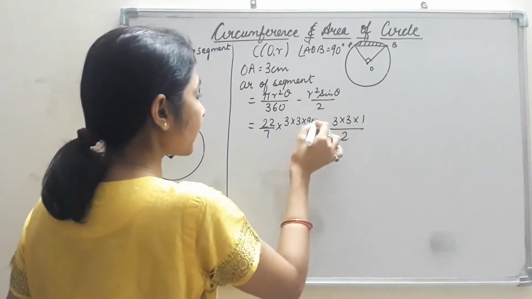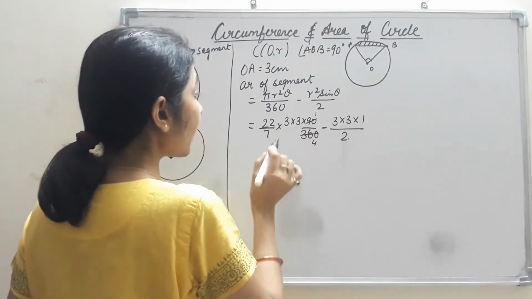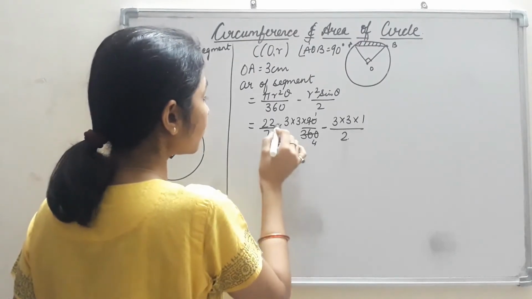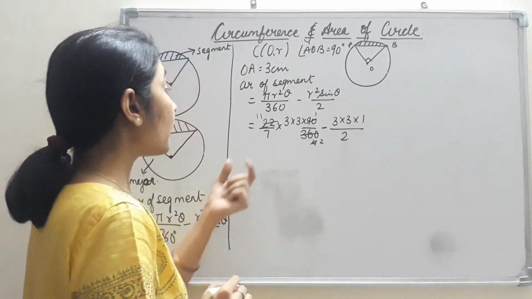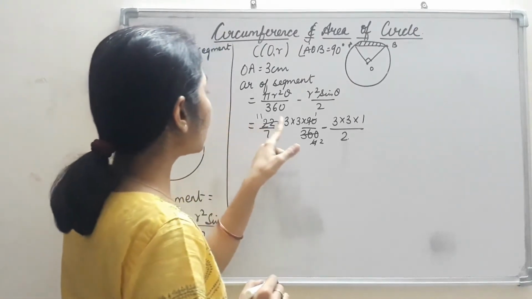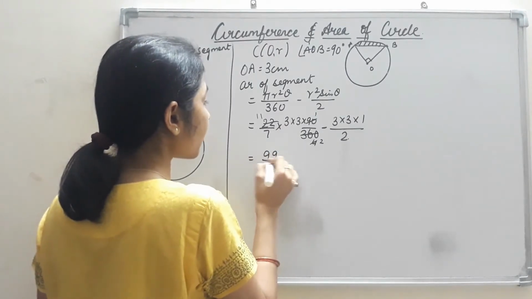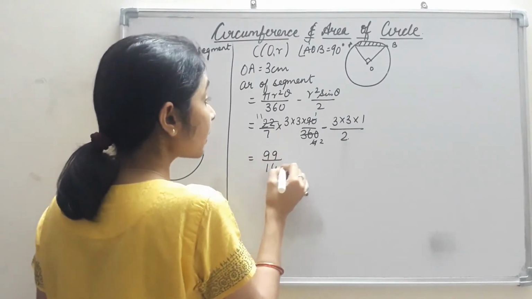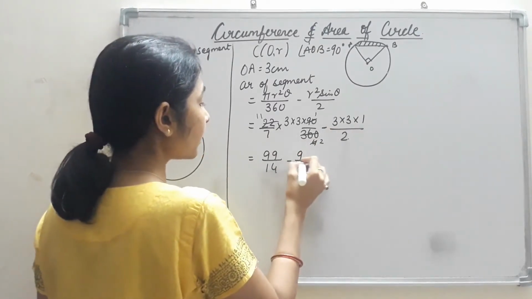Now simplifying it, 90 ones are 90, fours are 360. And 4 2s are 8, 11 and 2 2s are 4. Now what we are having here, 11 into 3 3s are 9, that means we are having 99 upon 7 2s are 14, minus 3 3s are 9 and upon 2, 9 upon 2.